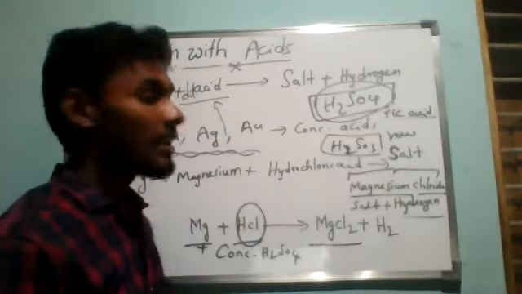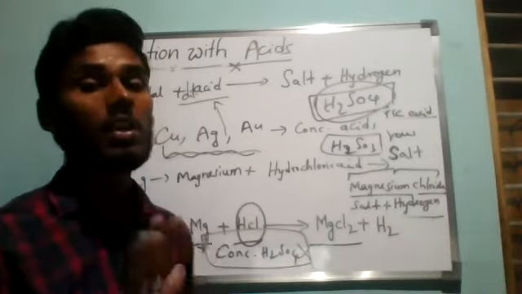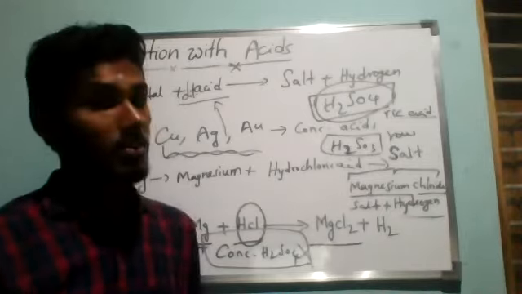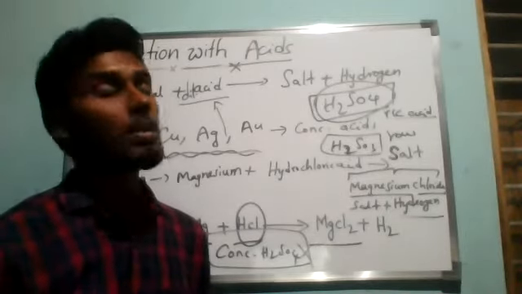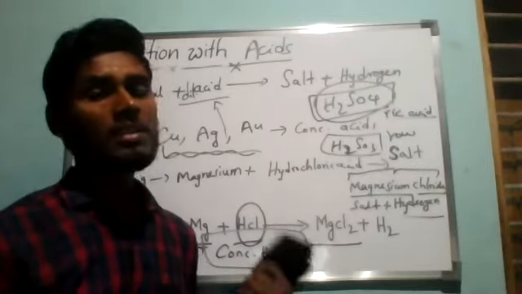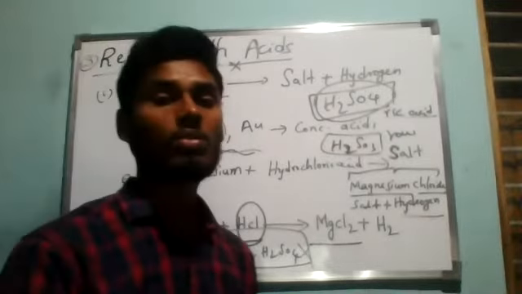Understanding? But copper metal does not react with dilute sulfuric acid or hydrochloric acid, but it will react with concentrated sulfuric acid, but it will never produce hydrogen gas. So understand. These reactions we will study in higher classes, in 10th, plus 1 and plus 2, so you don't need to worry.